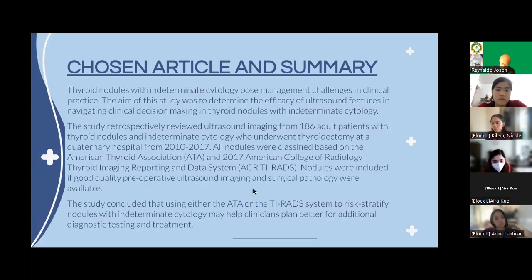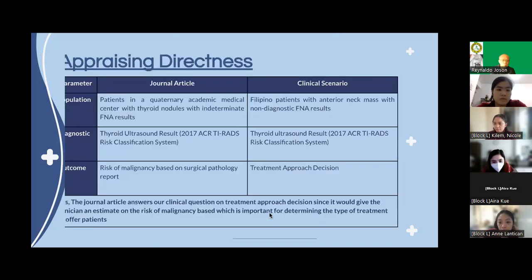Nodules were included if good quality preoperative ultrasound imaging and surgical pathology were available. The conclusion of the study was that using either the ATA or the ACR system to risk stratify nodules with indeterminate cytology may help clinicians plan better for additional diagnostic testing and treatment.